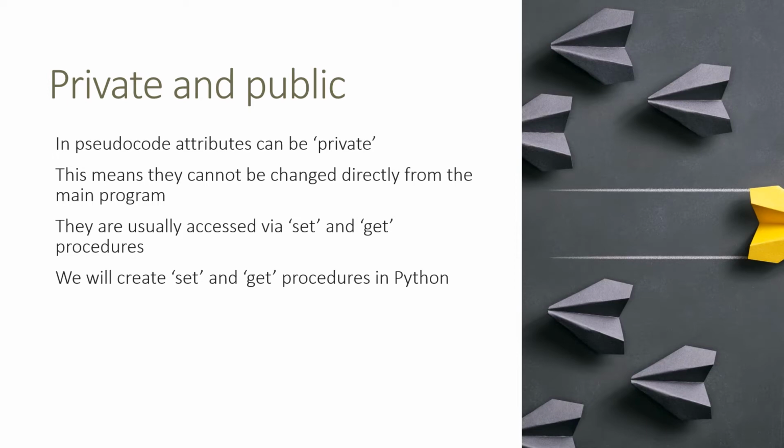So just to remind you, in pseudocode, attributes can be made private. This means they can't be changed in the main program, and instead we write get and set procedures. In Python, we can't make attributes private, but we can of course write get and set procedures as if the attributes were private, and that's a good way of learning how get and set procedures work. So that's what we're going to do today.